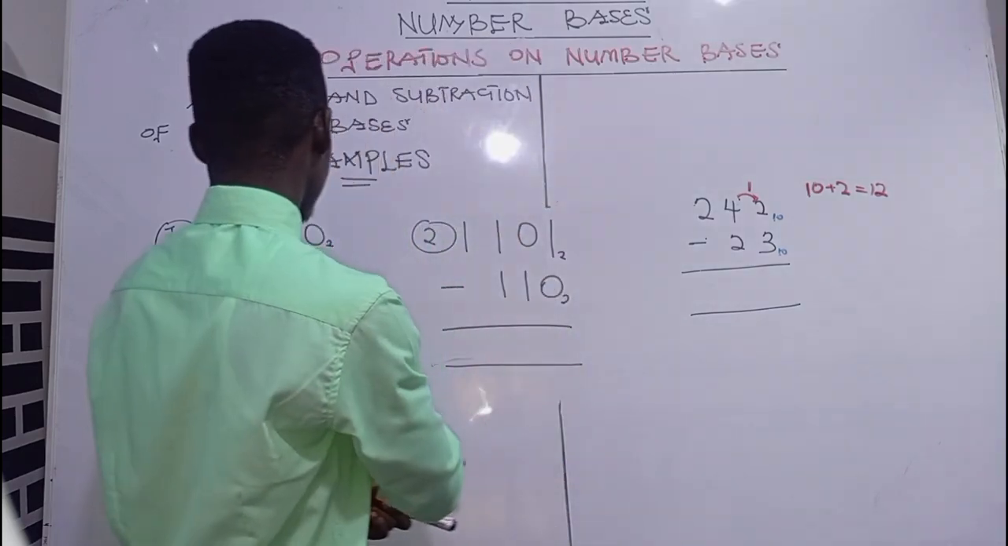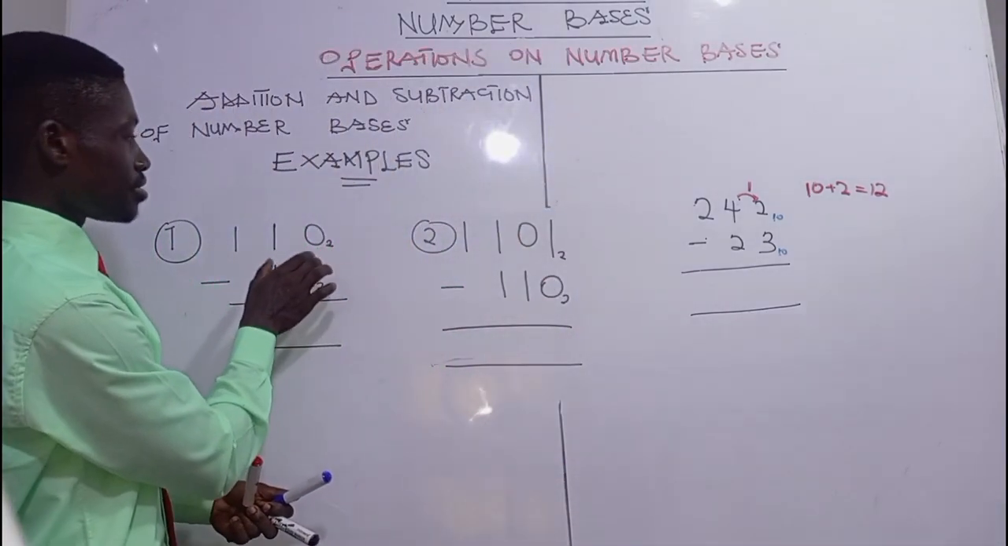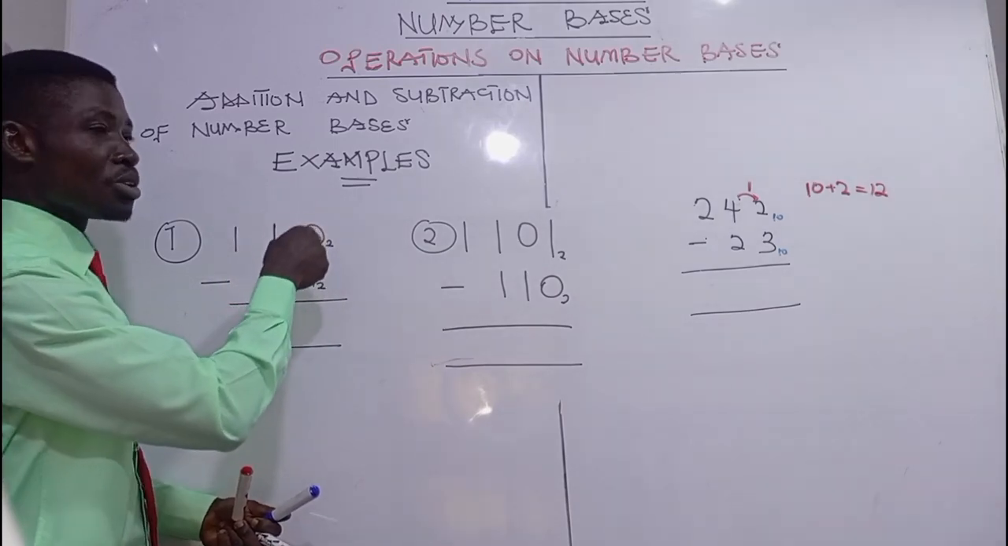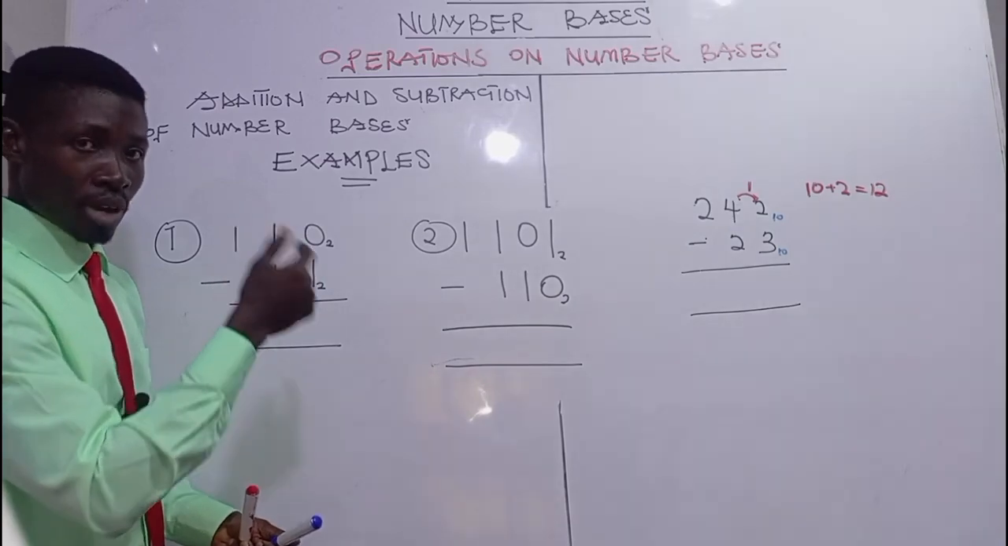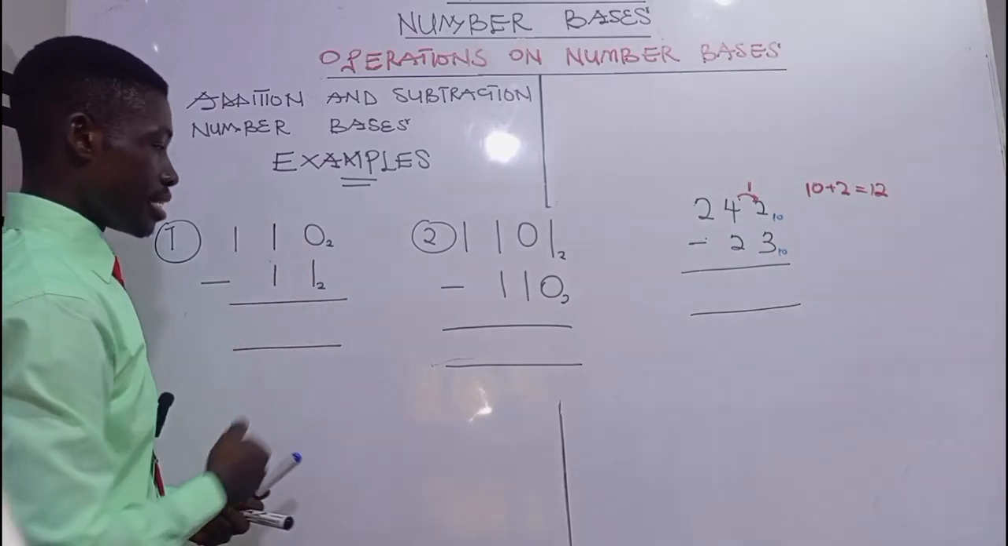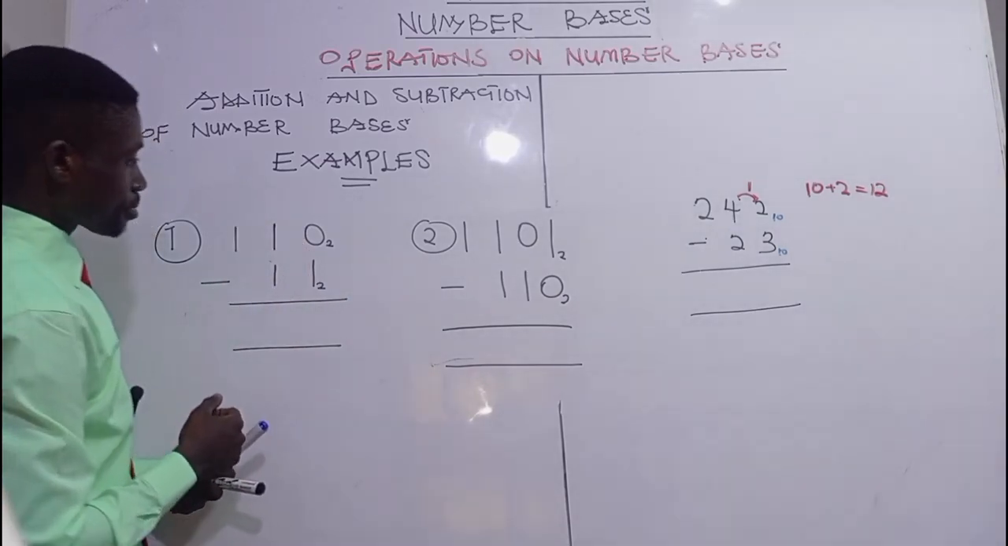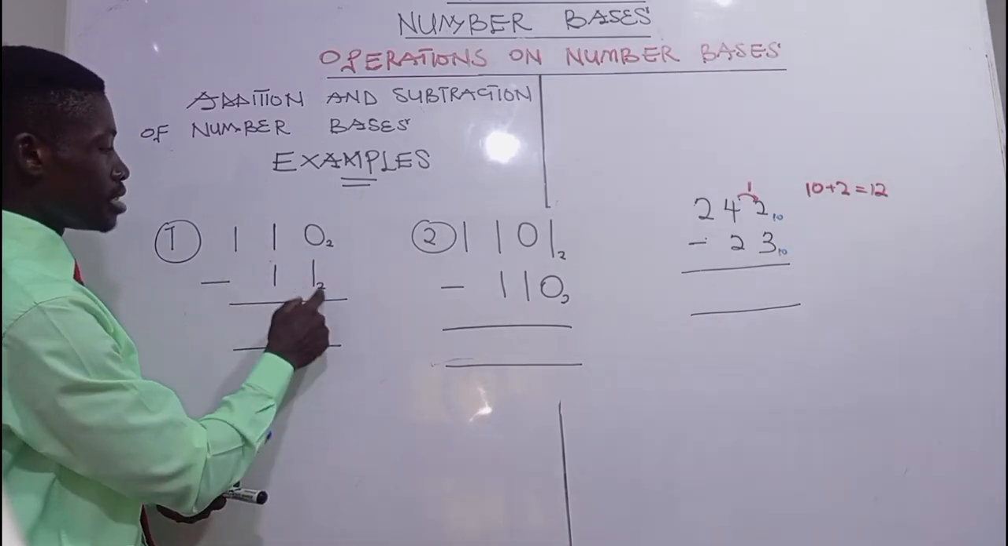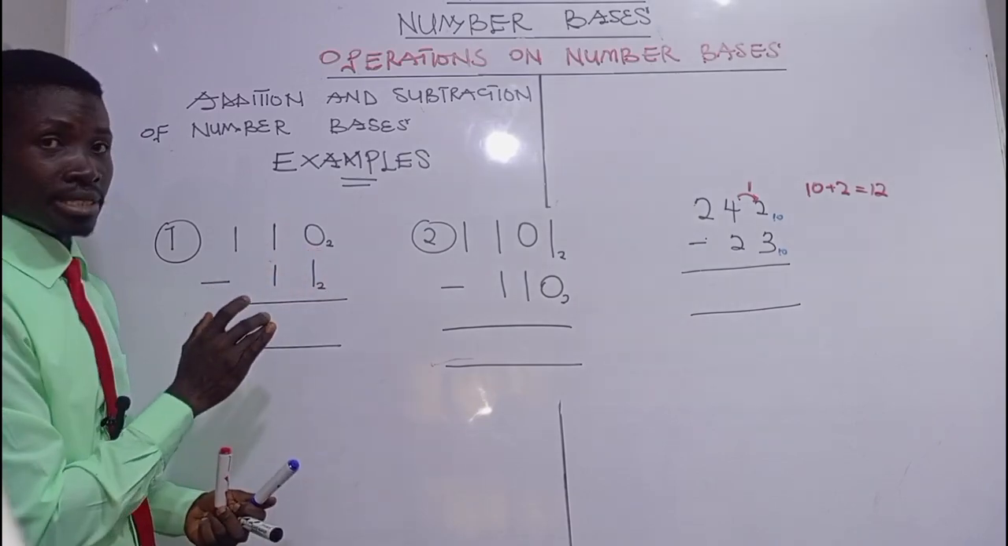So when you come to a number that is written in base 2, when you borrow, the number that you borrow is 2. Are you following? Good. Let's take an example and then see how it goes. So we have 110 base 2 minus 11 base 2. We have to subtract these numbers.